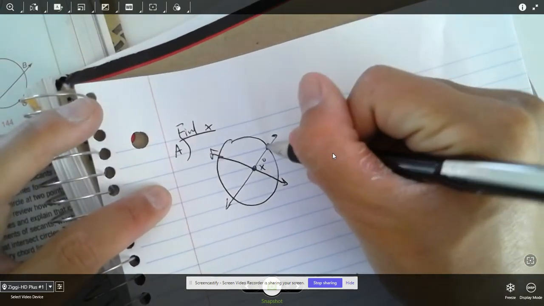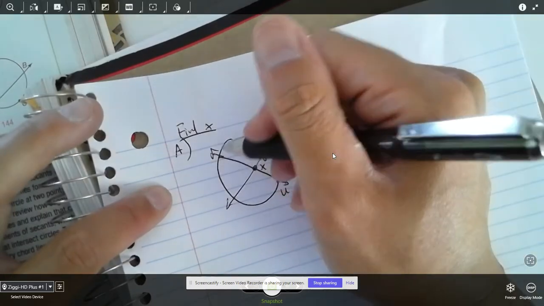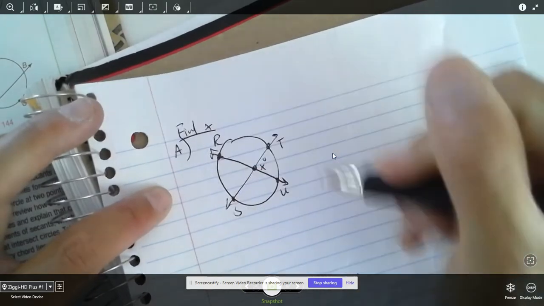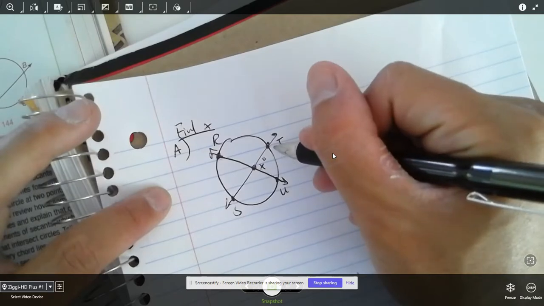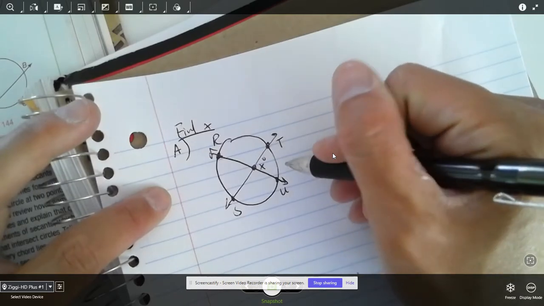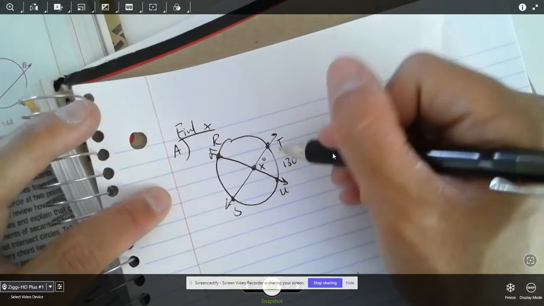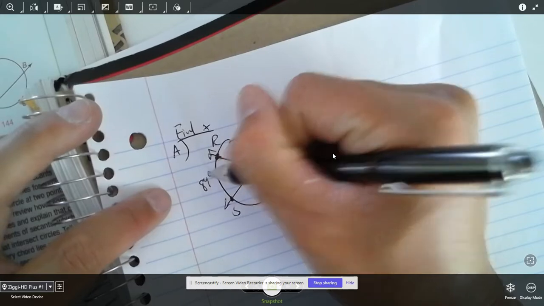This is T to U. And this is R to S. Okay? And I know that what was given to me is TU is 130 degrees. I know it doesn't look like it. I didn't draw it very well, but TU is 130 degrees. R to S is 84 degrees. I want to find X.